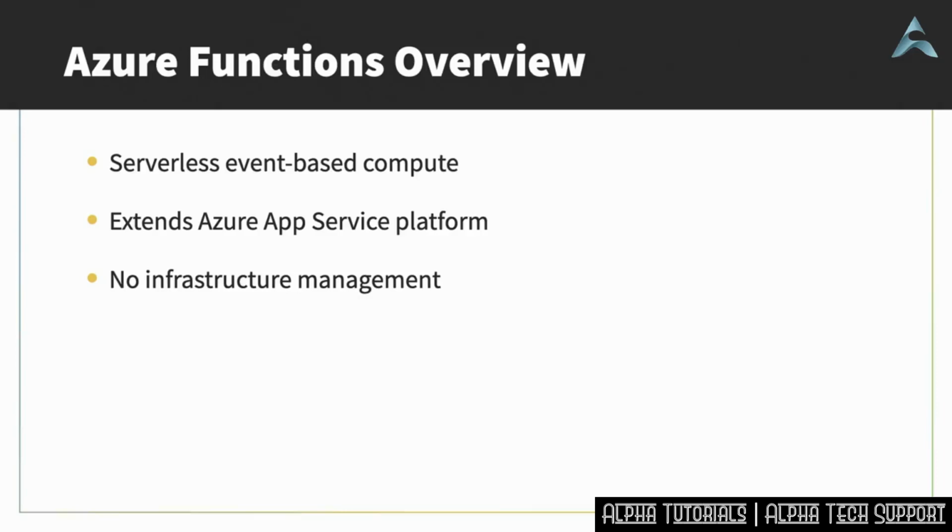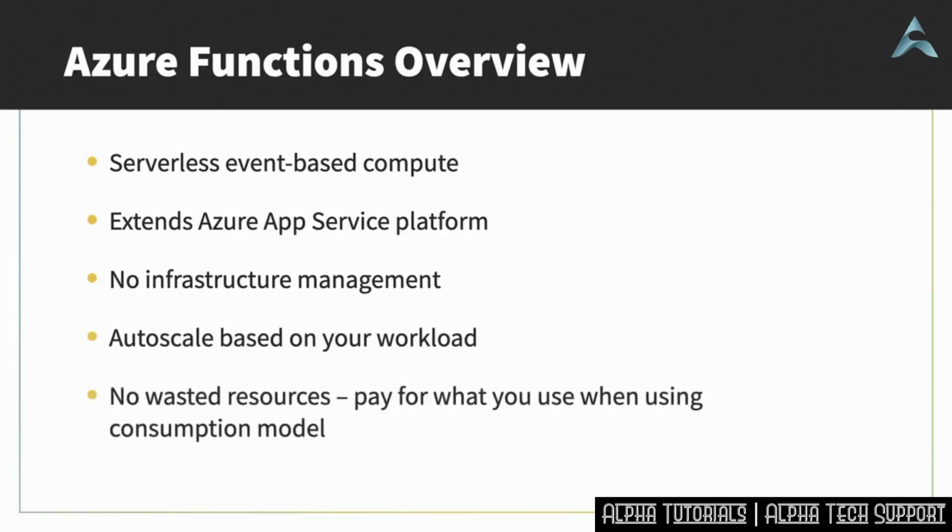This is why I'm making a reference to functions in this course. We have auto scaling based on the workload, no wasted resources. You pay for what you use when using the consumption model. So the consumption model also has that advantage. It's not just the scaling that we don't need to worry about. If you're not using this, you're not paying. So that's also a big advantage. In some types of workloads, this can be way less expensive than having a dedicated infrastructure ready for you.